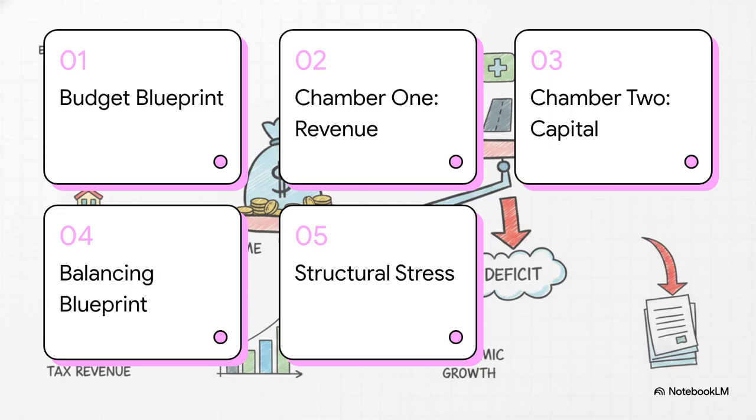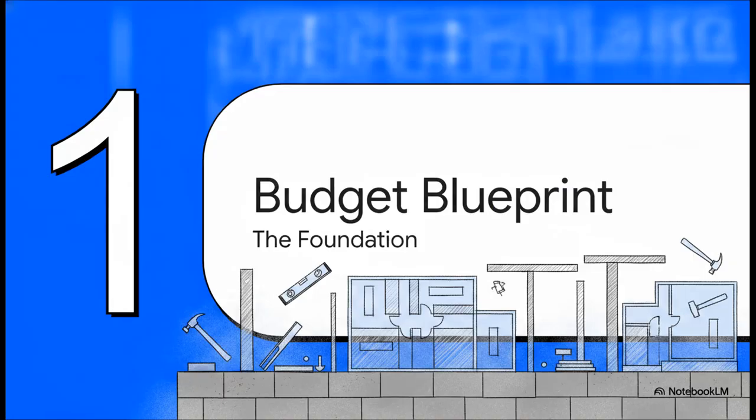We'll look at the overarching budget blueprint, then explore Chamber 1 for revenue, walk over to Chamber 2 for capital, figure out how to balance the blueprint, and finally check for structural stress, also known as budget deficits. Starting off with Part 1, the Government Budget Blueprint.